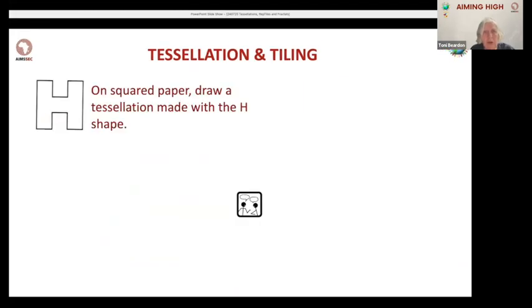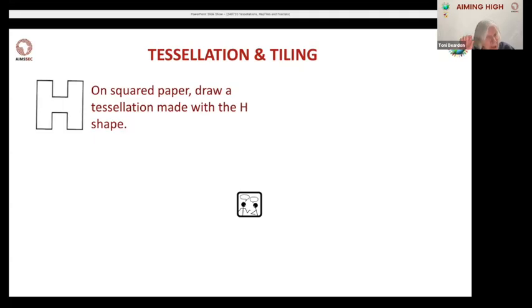Now, on a squared paper, if you draw a tessellation made with an H shape, what would happen? If you've got some squared paper there, have a go at it. Or if you're watching this on a video next week or some other time, then get yourself some squared paper and make your own tessellation with an H.